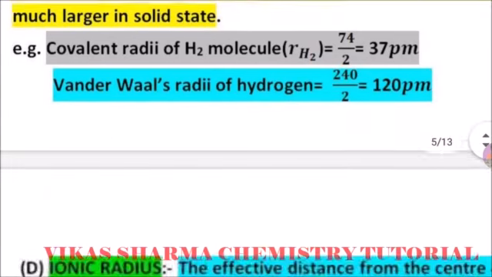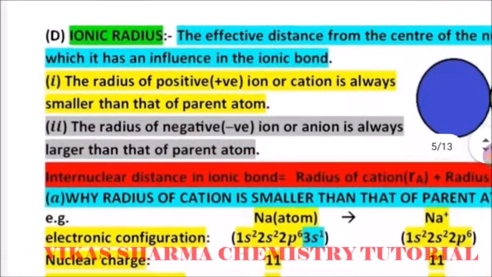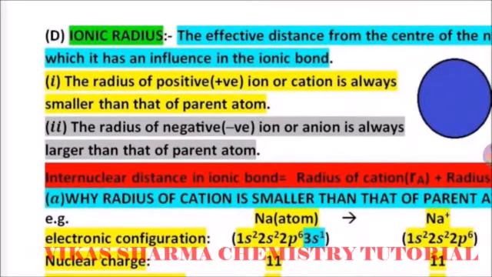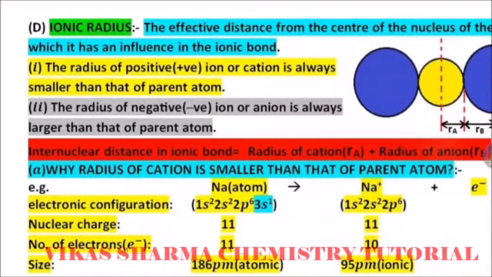So these are the ways to justify that. Another criterion is known as ionic radius. It is the effective distance when two atoms are bound by an ionic bond, where one atom is a cation and one atom is an anion, so we can calculate the atomic size by the ionic radii method.